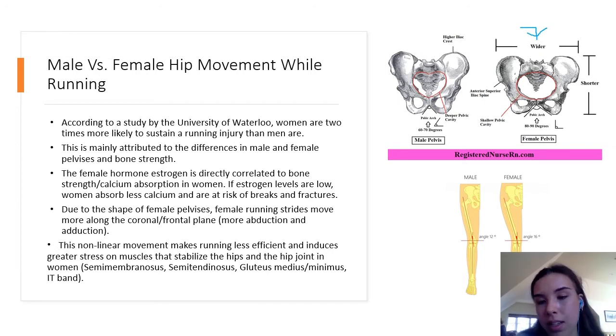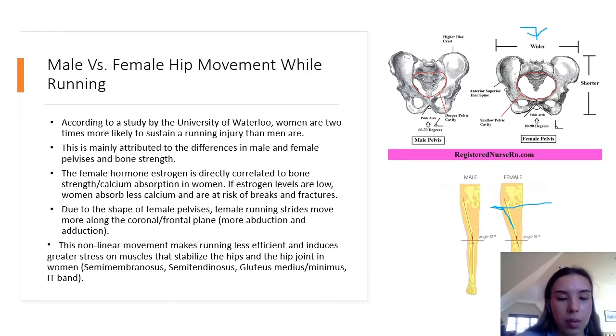But it means that the angle between our femur and our pelvis is way different from the male angle between the femur and the pelvis. So for women, it's 16 degrees, for male, it's 12 degrees, and this basically results in a running stride in women that moves more along the coronal and frontal plane, so there's more abduction and adduction, side-to-side movement versus perfect linear movement. And this non-linear movement makes running less efficient and induces greater stress on muscles that stabilize the hips and any part in the hip joint in women.